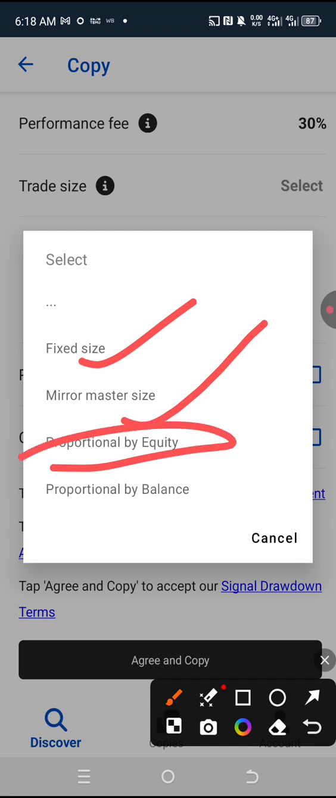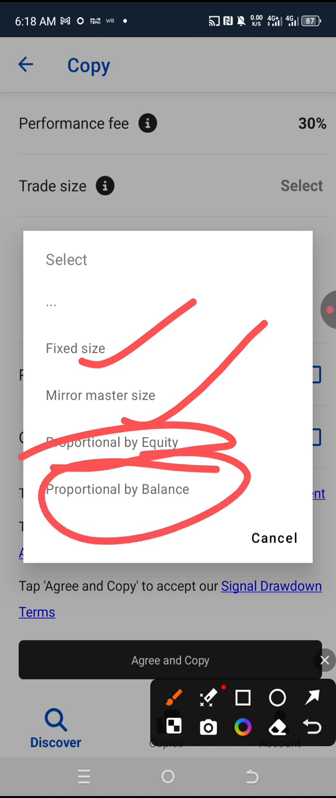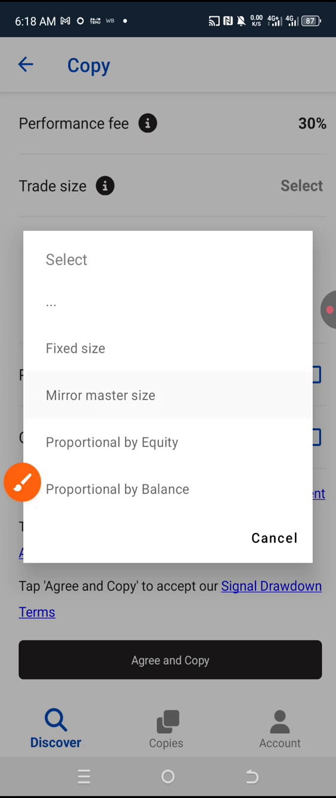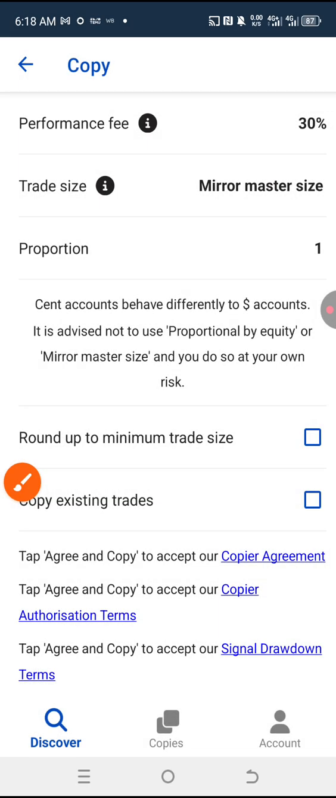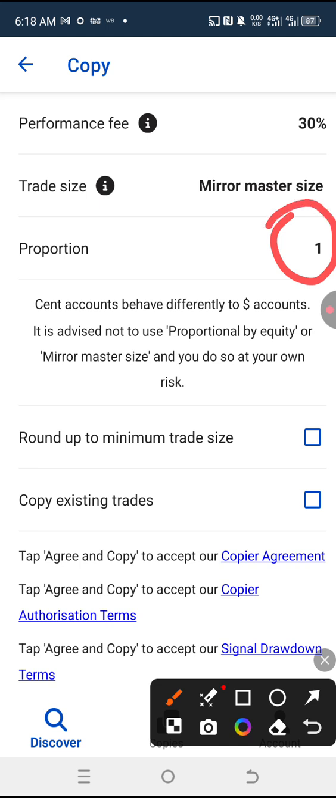You can also trade proportional by equity. That means the person's capital. You can trade in ratio to the person's capital. You can trade in ratio to the person's balance. But we want to choose a mirror master size. And after choosing mirror master size, then the proportion is what you need to adjust.